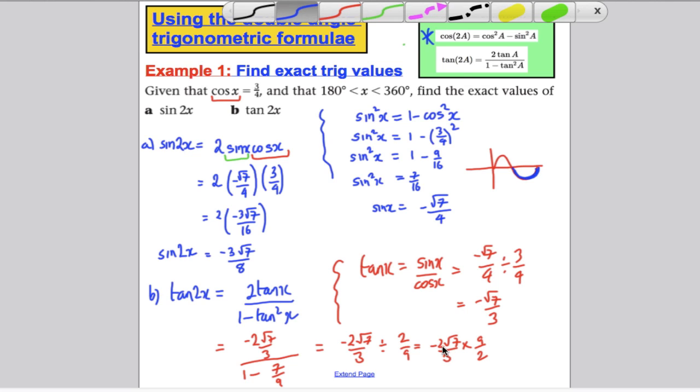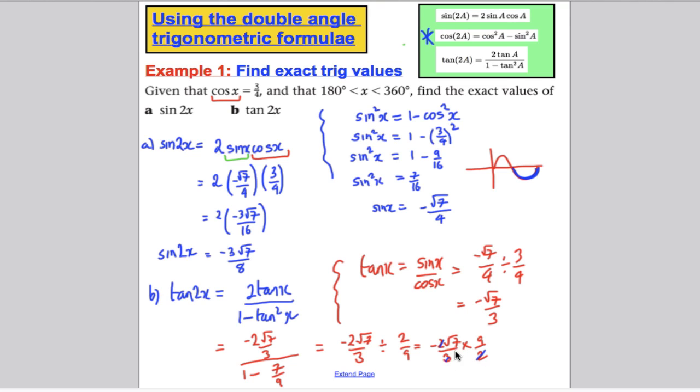So this is the same as negative 2 root 7 over 3 multiplied by 9 over 2. The 2s would cancel, and the 3 there would cancel with the 3 there, and we should get negative 3 root 7. So negative 3 root 7. And we're done. I'd encourage you to have a go at the next example. It's very similar in style. Have a go, pause the video, and I'll show you the answer in 10 seconds.